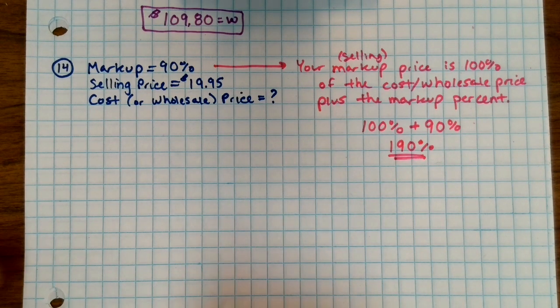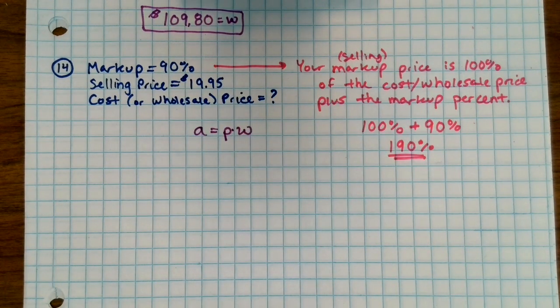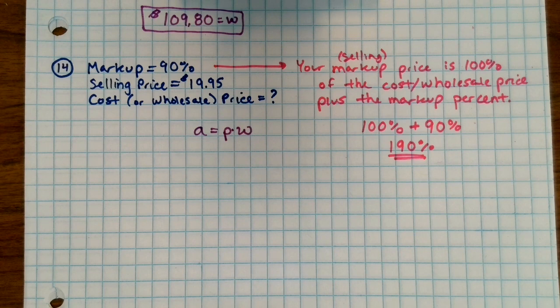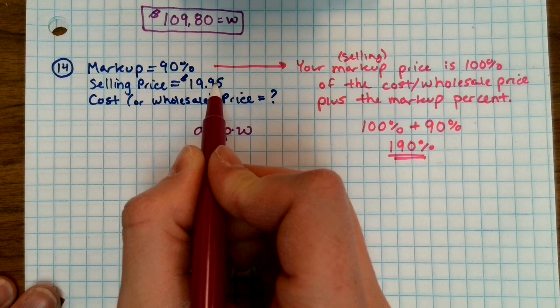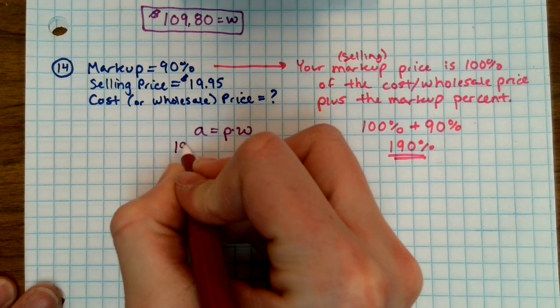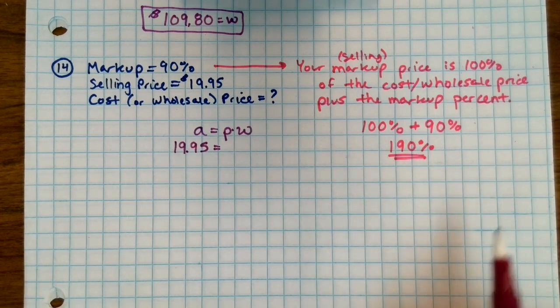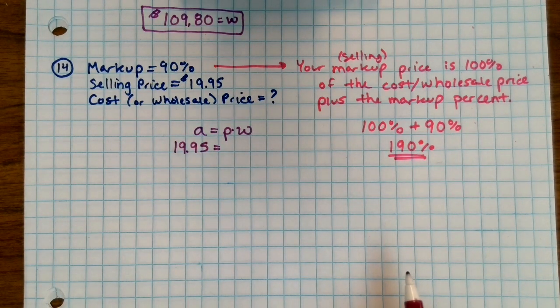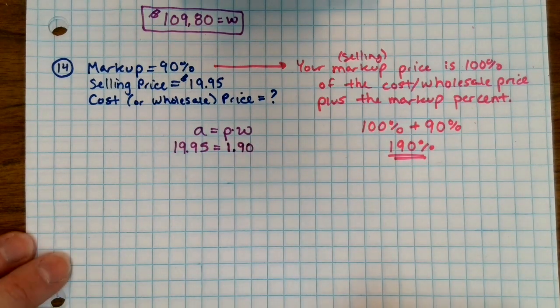We're going to be doing, again, A equals P times W, using the percent equation you used with the basic percent problems earlier in the lesson: finding the part, finding the whole, finding the percent. Now we plug in the information we know. The part is the selling price, this $19.95. The percent is this 190%, because that selling price is 100% plus that 90% amount. So we're going to use 1.90, or just 1.9. You don't necessarily have to have the 0 on there.